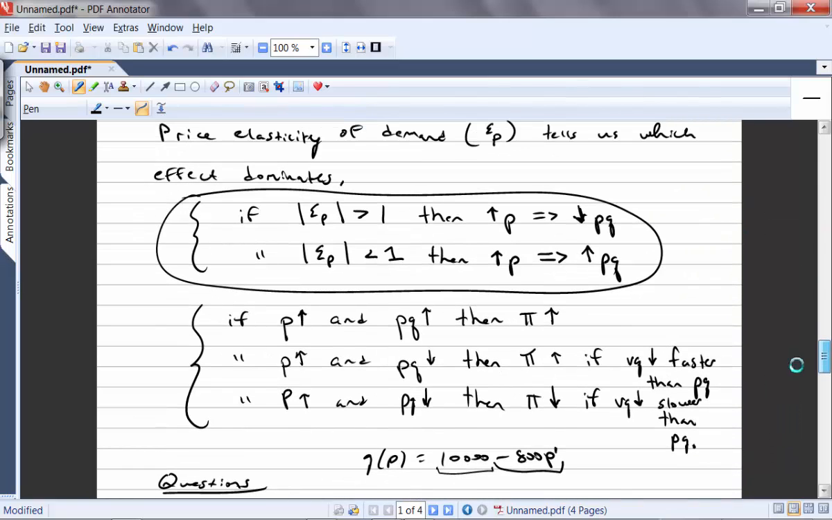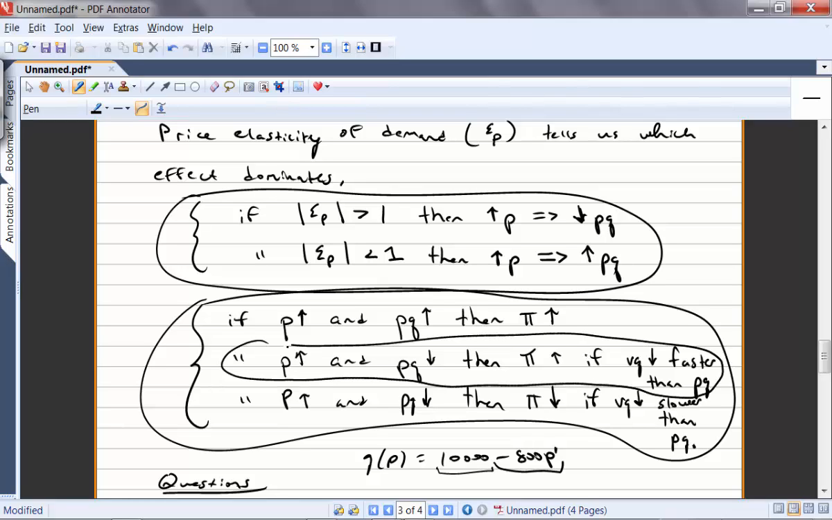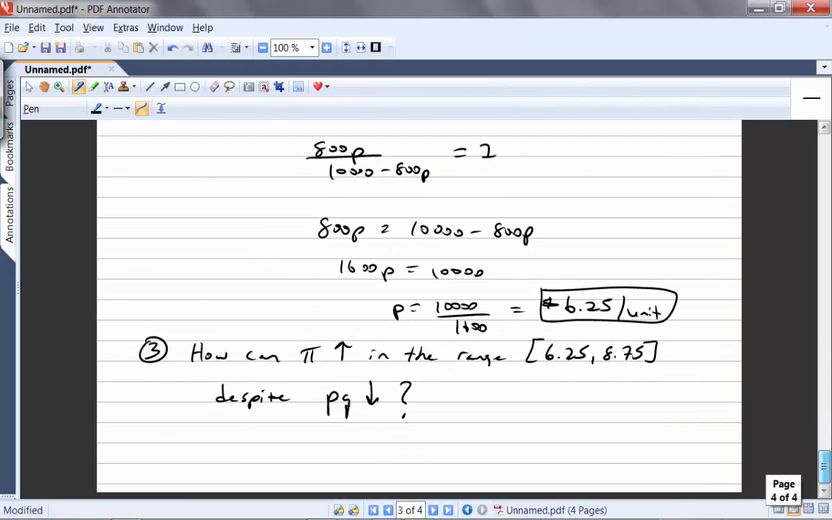Well, the answer is right here. This particular case. As price goes up between 6.25 and 8.75, revenue's falling, we know that, but profit's going up. Why? Because the variable expenses are falling faster than revenue. So that's the answer.